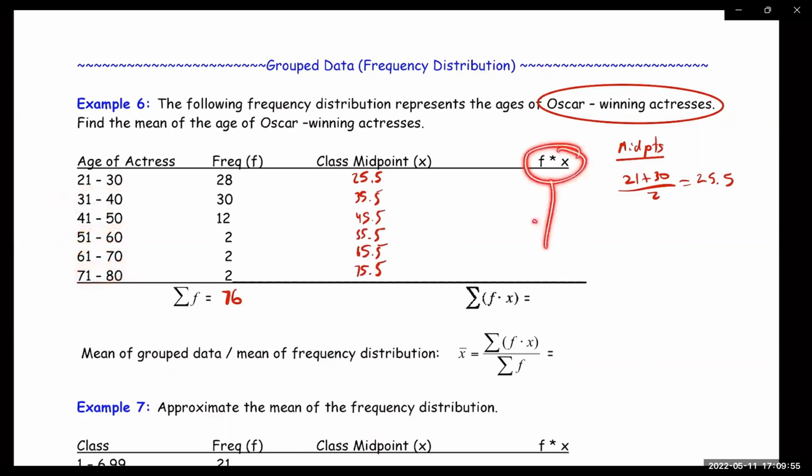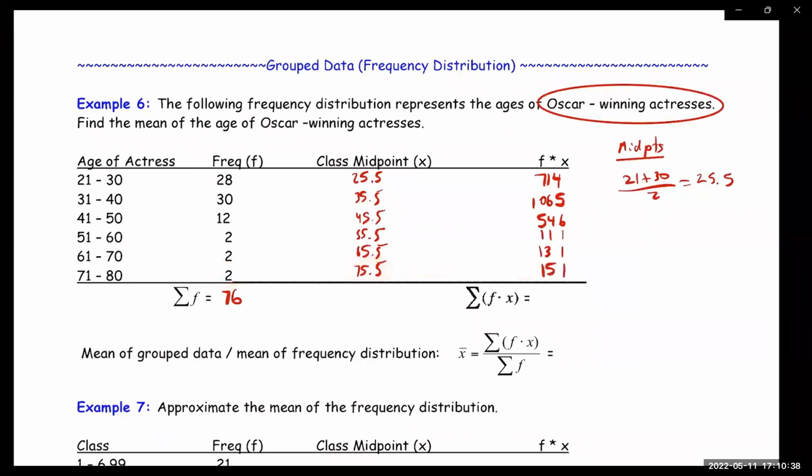All right. This last column is asking us to multiply the frequency times the midpoint. X is the midpoint, F is the frequency. So in other words, just multiply these two numbers together. So 28 times 25.5 is 714. And then you do that for the rest of them. 30 times 35.5 is going to be 1065. If you keep going, I'm going to write these numbers in. You can verify them on your own if you'd like, so we can save some time. You just multiply those two, and that's how you get that.